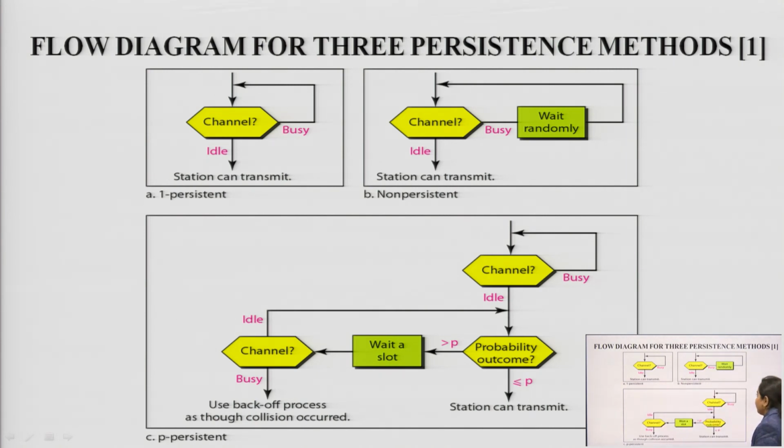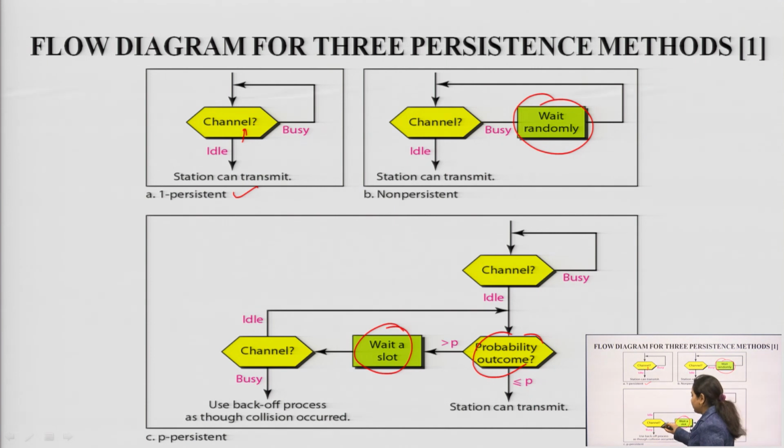Now, this is the flow diagram of the three persistent methods, which will help you understand them better. In 1-persistent, the transmitter senses whether the channel is free or busy. If it is busy, it will wait for some amount of time, sense again, and then transmit the data. In the case of non-persistent, it will wait randomly; there is no fixed amount of time. In the case of P-persistent, the probability outcome is checked, whether it is greater than P or less than or equal to P, then it waits a slot, with fixed time slots. Then it senses the channel again, whether it is busy or idle. If it is idle, it will transmit the data. It uses the back-off process in case a collision occurs. So, this is the P-persistent method flow diagram.